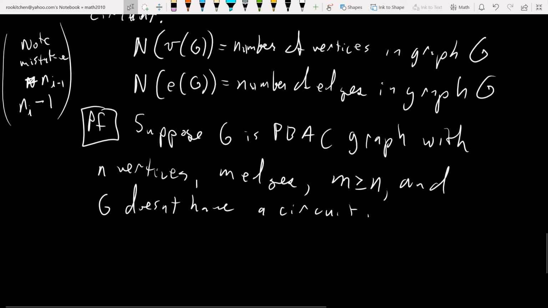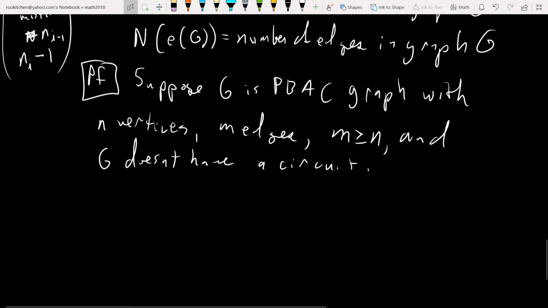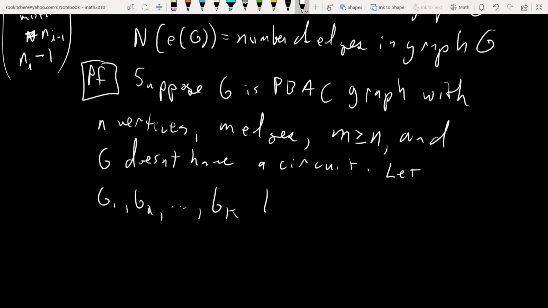Okay, so what we're going to do first is consider all the components of G. So we don't know if it has components, but we'll suppose it does have some components. Maybe it just has one component, maybe it has k components, but we can look at all those components. Okay, so let G1, G2, all the way up to G sub k be the connected components of the main graph G.